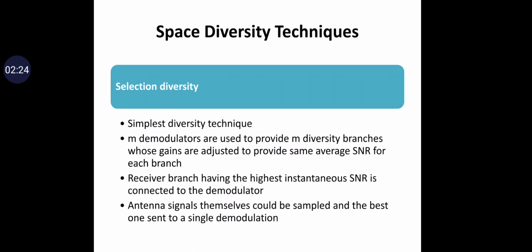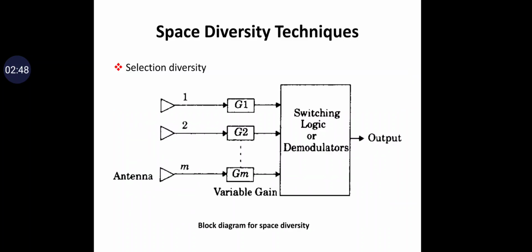Let's start with selection diversity. It is the simplest diversity technique. M receivers are used to provide M diversity branches whose gains are adjusted to provide the same average SNR for each branch. The receiver branch having the highest instantaneous SNR is connected to the demodulator. Antenna signals themselves could be sampled and the best one is sent to the single demodulation process.